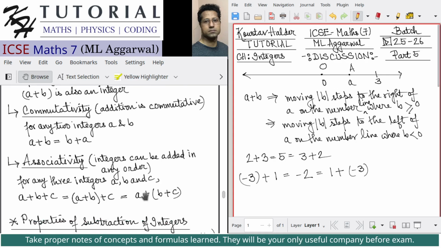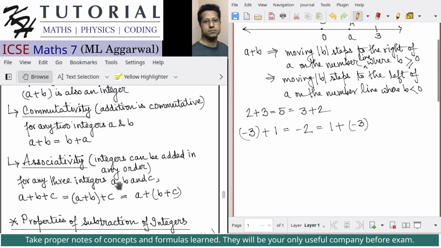Next is the property of associativity. The property of associativity of integers under addition says that if a, b, c are any three integers, then we will have (a plus b) plus c is equal to a plus (b plus c). You first add a plus b and then you add c to the result of a plus b. It will be equal to the result if you add first b plus c, and then add the result to a. So this property is known as associativity, and it is satisfied by the addition operation.